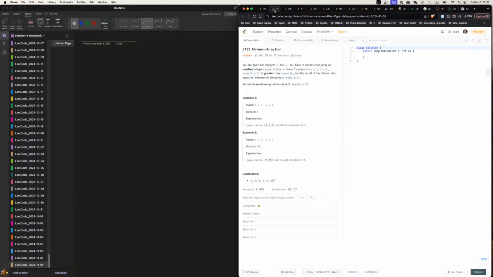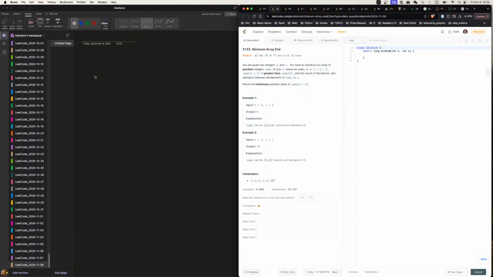You have to construct an array of positive integers, nums, of size n, where it's an increasing array, right? It's an increasing array. And the result of the bitwise AND between every element of nums becomes x, and return the minimum possible, which is just trying to create the least possible array.